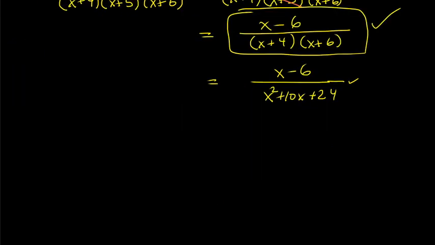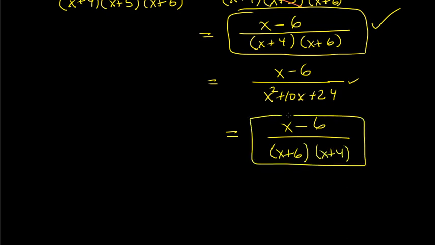And I just noticed in the answer key, I wrote it the other way. x minus 6 over x plus 6 times x plus 4. Obviously, that's correct as well, because you can always switch the order of the factors. Okay, so that's number 5. Let's move on to number 6.